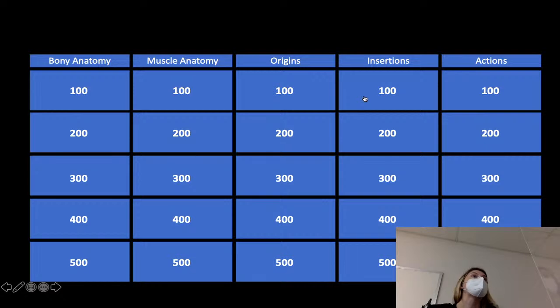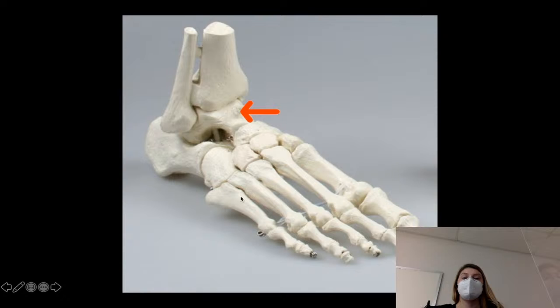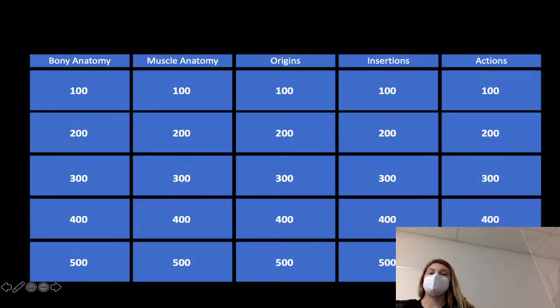Okay, so what would you like next? Bony for 4. What is the arrow pointing to? Talus, correct. That is our talus. You got 400. This is hard doing this on 2 computers.